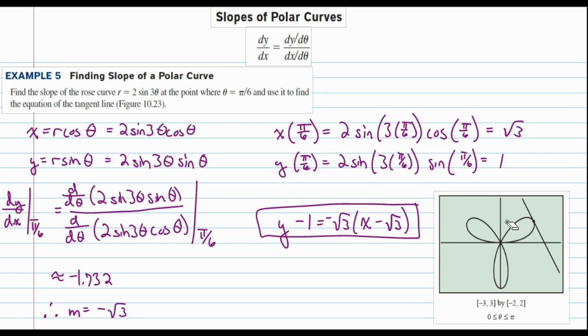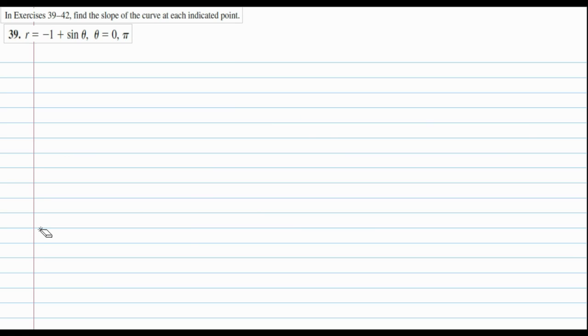So we have our beautiful little rose curve here, and the tangent line at the tip of that rose curve, just by coincidence, with this equation. Now try problem number 39.